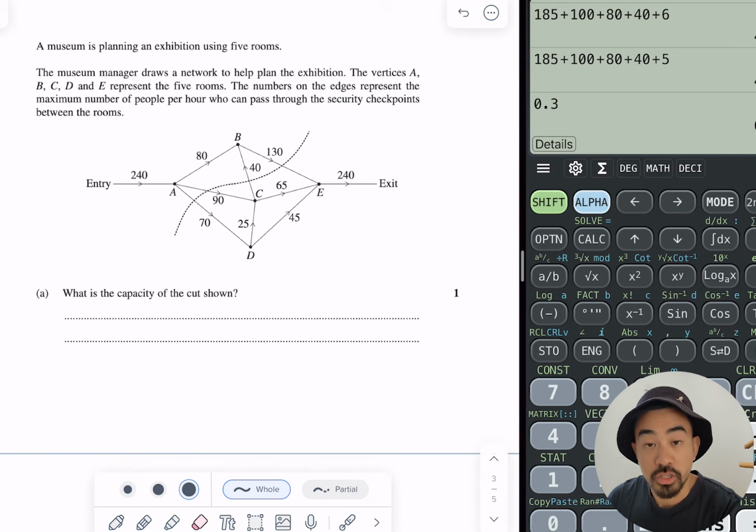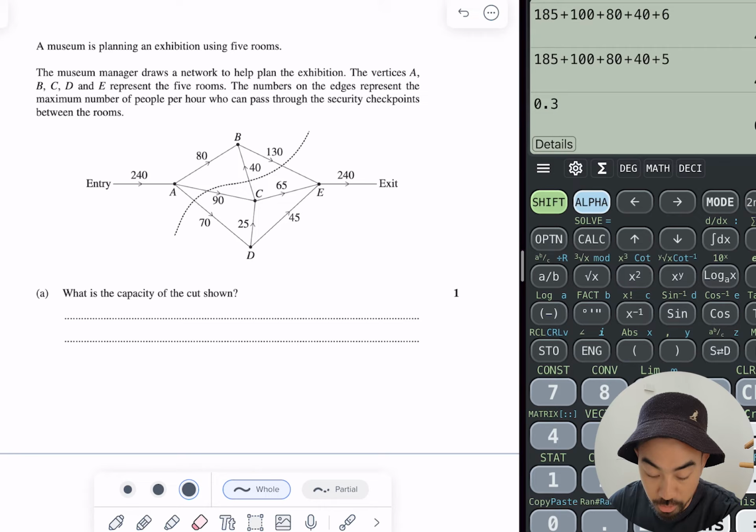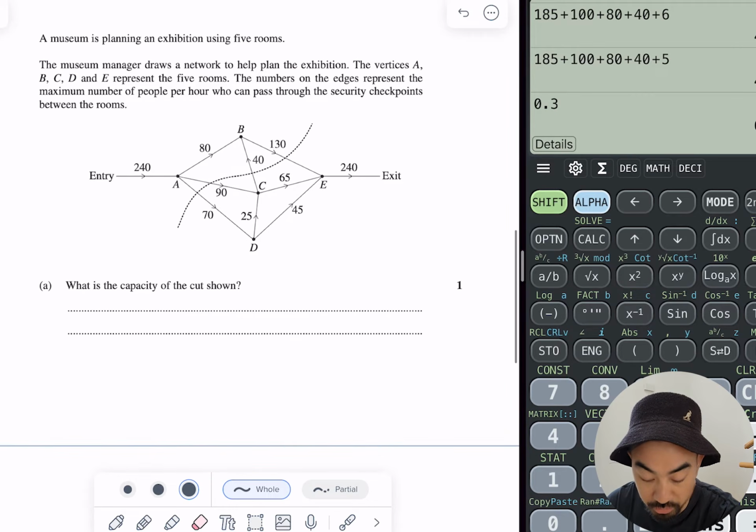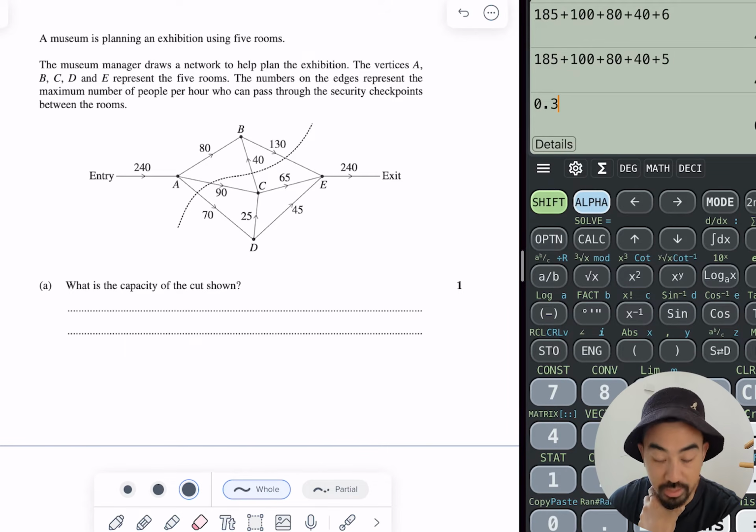All right, done. So here's a similar question, and we're going to attack this slightly differently, but let's have a look. A museum is planning an exhibition using 5 rooms. The museum manager draws a network to help plan the exhibition. The vertices A, B, C, D, and E represent 5 rooms. The numbers on the edges represent the maximum number of people per hour who can pass through the security checkpoints. Okay, so there's your network diagram, once again with a cut. What is the capacity of the cut shown?